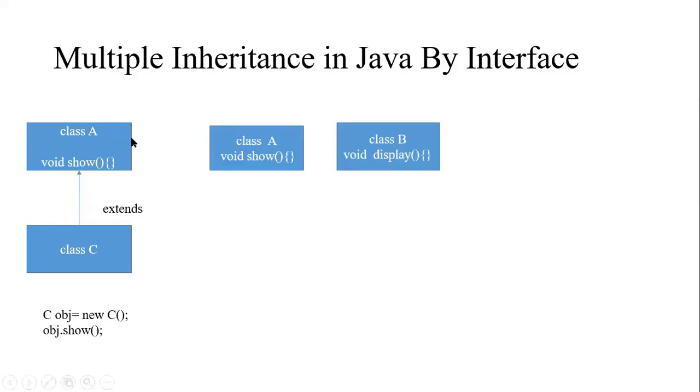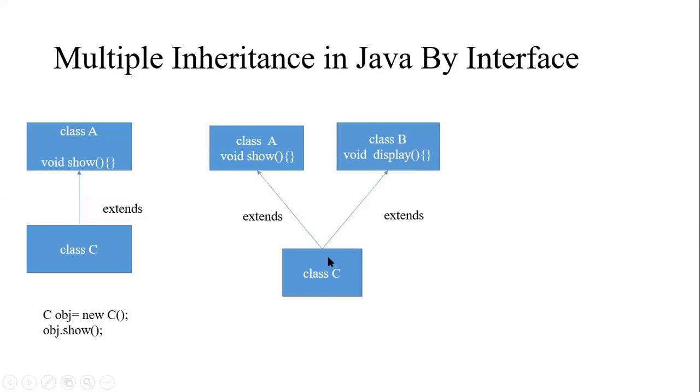Second example. You have a class A with a void show, and another class B with a void display. Now with respect to Java, can we extend both the classes? Can I write class C extends A, B? Not possible, it will throw an error. The compiler will say multiple inheritance is not supported in Java. Class C extending these two classes would have both the methods show and display.